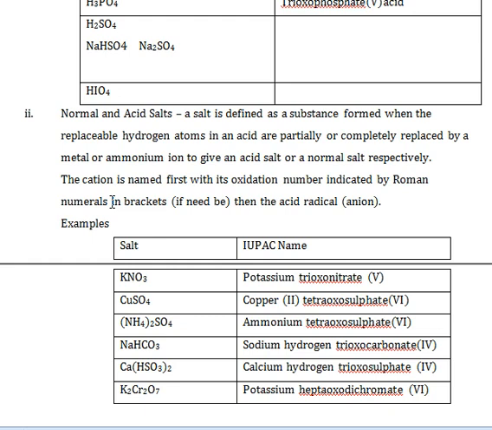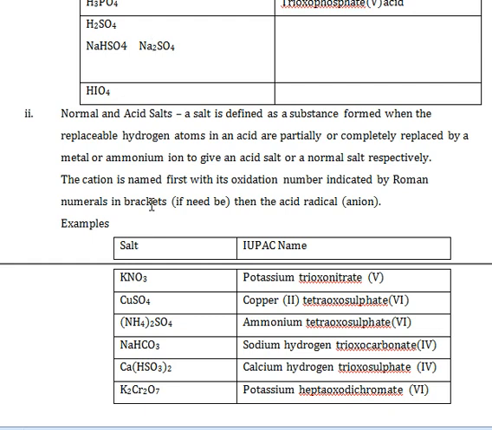So the names now: potassium trioxonitrate 5, as in KNO3. So K is for potassium, N is for the nitrate. So like we mentioned there, you want to name NO3. You name oxygen first as oxo, indicate the number with tri. Then the nitrogen, which is the central, is named as nitrate, with its oxidation number indicated in brackets.